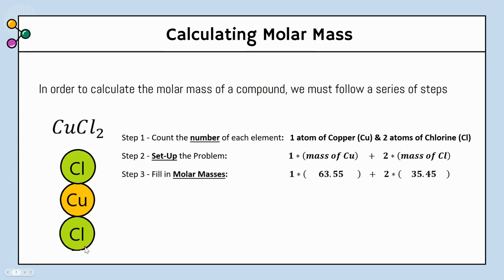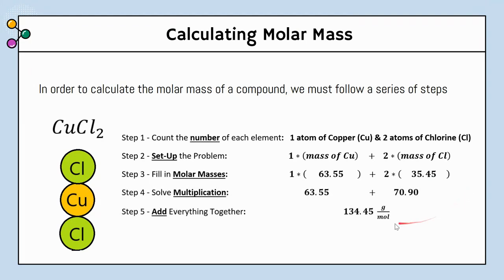Step 3, we'll fill in those molar masses, and these numbers, again, we get from our periodic table. If we looked at our periodic table, we would find copper has a molar mass of 63.55 grams per mole, and chlorine has a molar mass of 35.45 grams per mole. Next, we multiply, and finally we add. And notice I have my units here as well, 134.45 grams per mole once I added up each component.